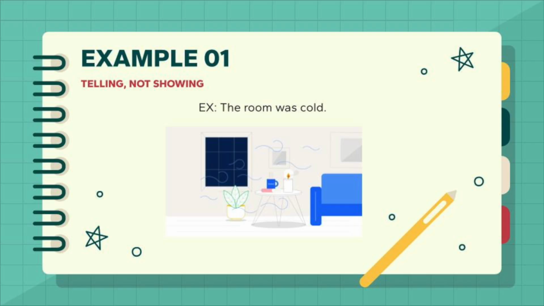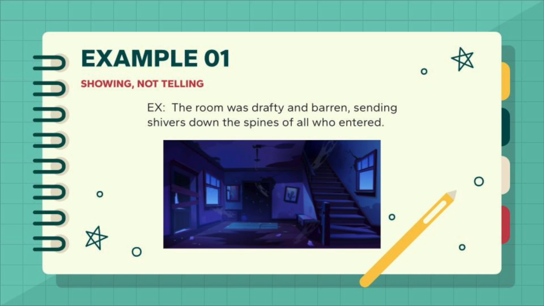Some ways to show instead of tell in this example is explain why the room is cold. Explain what aspects of the room make it feel cold. Is the cold a real sense, where you feel shivers, or is it a metaphorical sense, where it feels unwelcoming? How I fix this phrase to show and not tell is, the room was drafty and barren, sending shivers down the spine of all who entered.